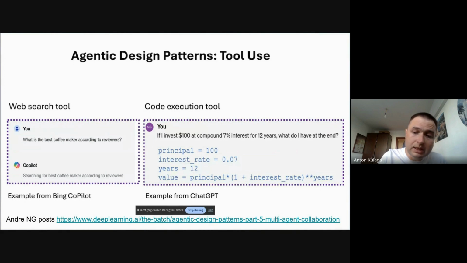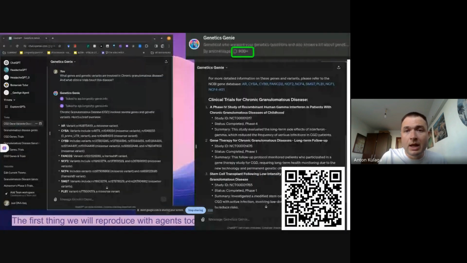And I also give a link to Andrew Ng's series of posts that can be of interest for some of you, called agentic design patterns. And technically today we will reproduce part of Genetics Genie, about looking into different genetic variations.